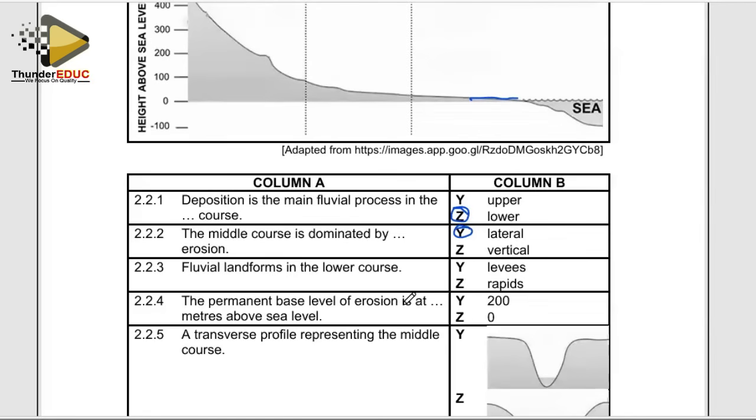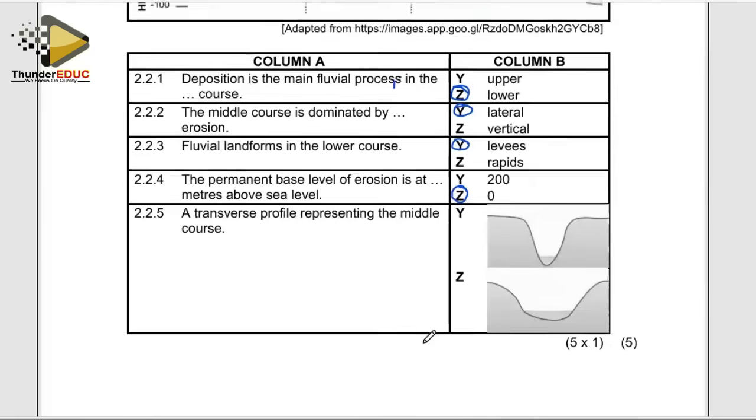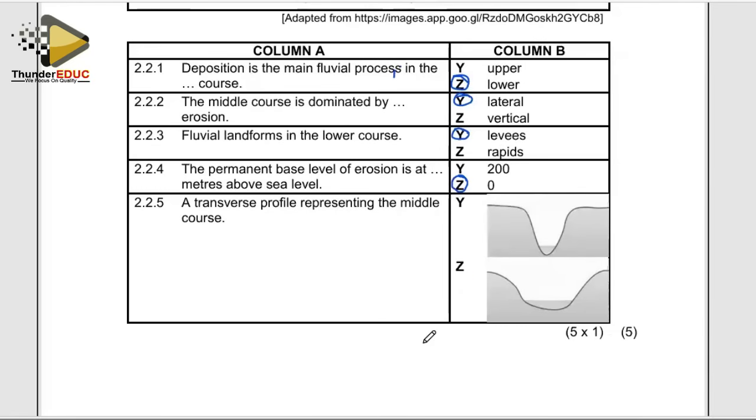Fluvial landforms in the lower course. In the lower course, what do we typically have? We typically have natural levees, which are the natural embankments by the sides of the river caused by deposition of material. Right. Permanent base level of erosion is at dash meters above sea level. The permanent one is at 0 meters, which is the level of the sea. A transverse profile representing the middle course. Between Y and Z, automatically the middle course is Z.